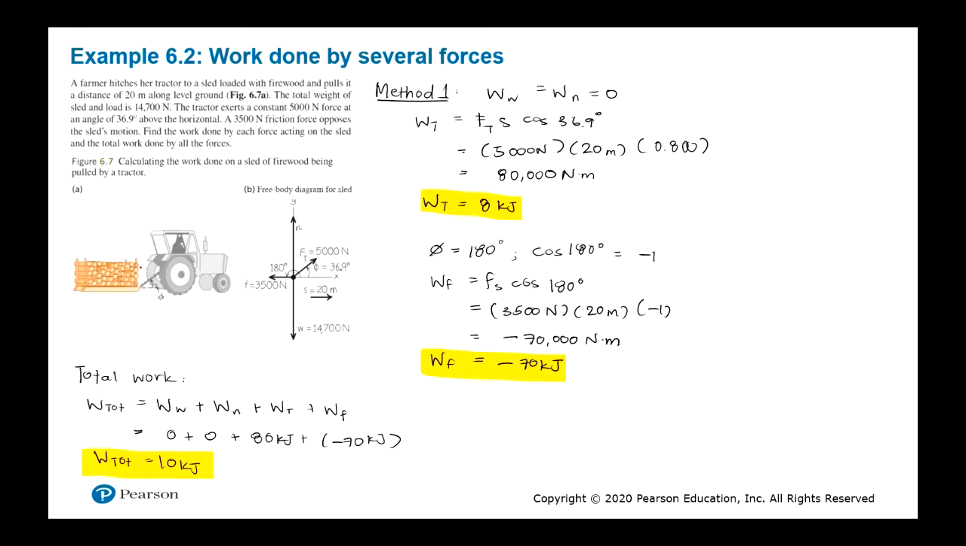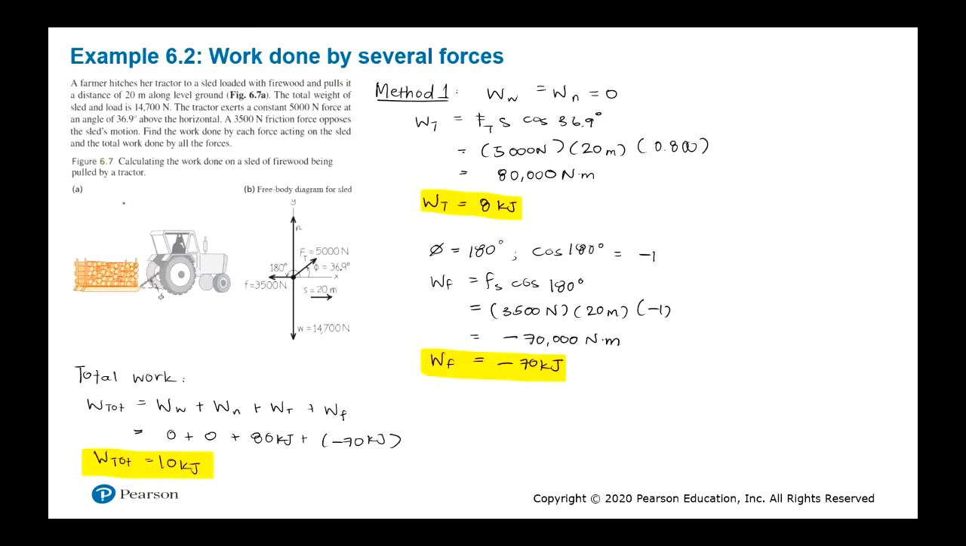All right, so a farmer hitches her tractor to a sled loaded with firewood and pulls it a distance of 20 meters along level ground. The total weight of sled and load is 14,700 newtons. The tractor exerts a constant 5,000 newton force at an angle of 36.9 degrees above the horizontal. A 3,500 newton friction force opposes the sled's motion. Find the work done by each force acting on the sled and the total work done by all the forces.